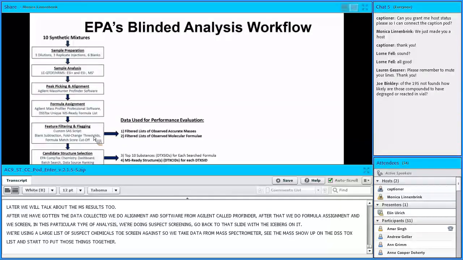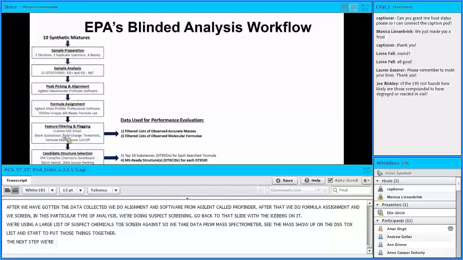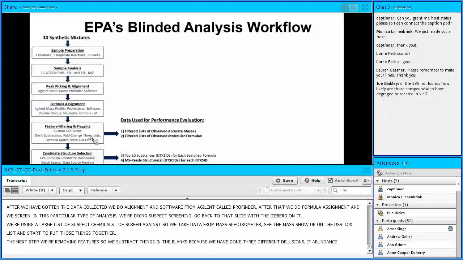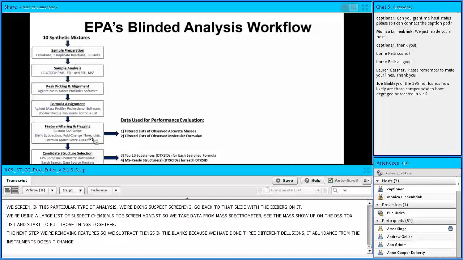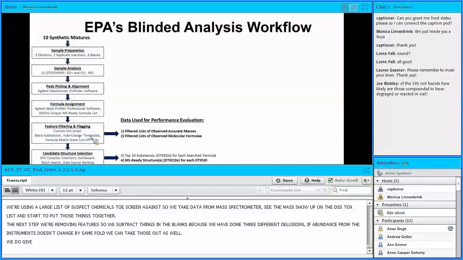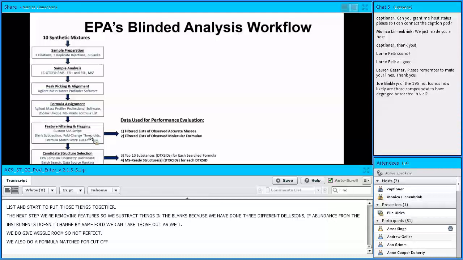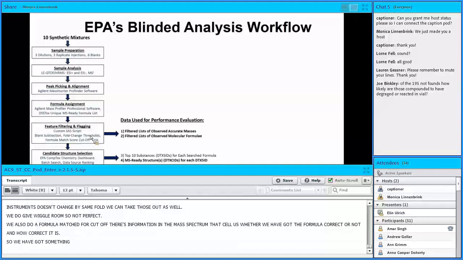The next step, we're actually removing some of the features. So we subtract the things that were in the blanks. Because we've done 3 different dilutions, if the abundance from the instrument doesn't change by that same fold, we can take those out as well. We do give it some wiggle room, so it doesn't have to be perfect. We also do a formula match score cutoff. There's some information in the mass spectrum that can tell us whether we've got the formula correct or not, and how correct it is. So if we've got something that's a 50% match, that's not nearly as good as 90%. We're going to throw away the 50% ones.